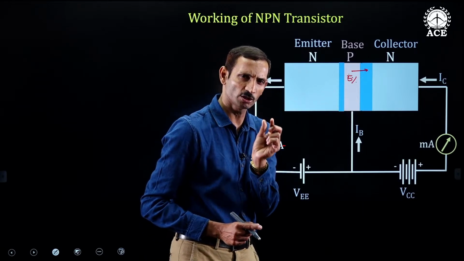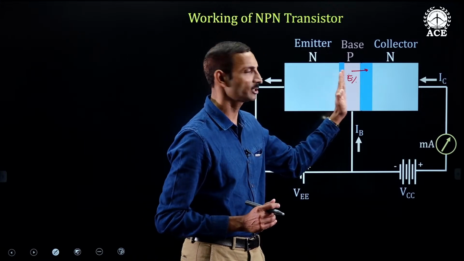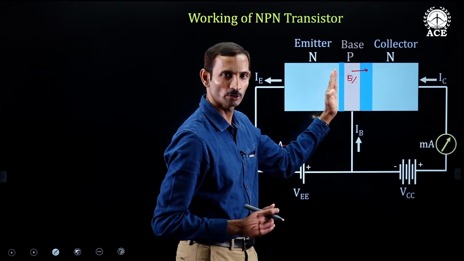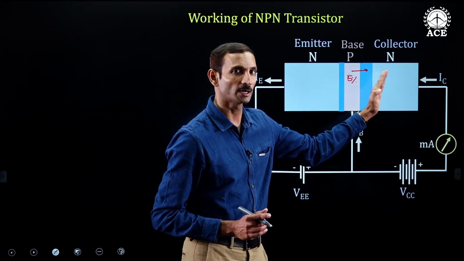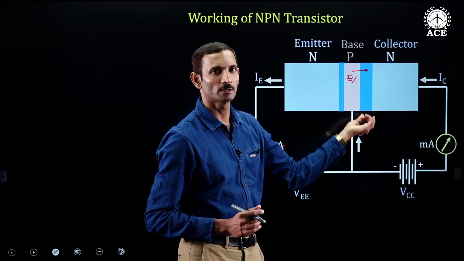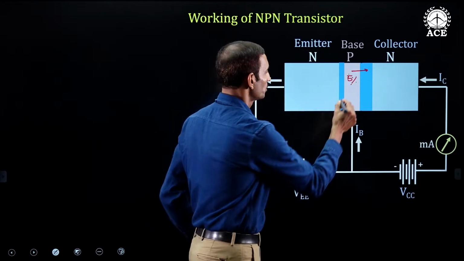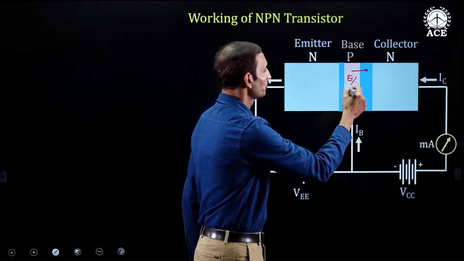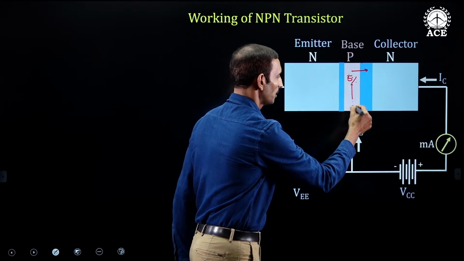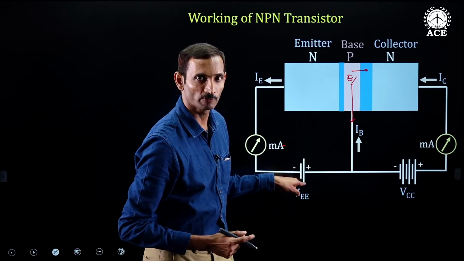Because the base region is very much thinner, it cannot hold all the electrons. So the electrons, because of their pace due to the forward bias, would cross over this base region and enter into the collector region through this particular depletion region. Now these 5% of the electrons would either recombine with the holes in the P region or they would flow as base current into the positive terminal of the battery.